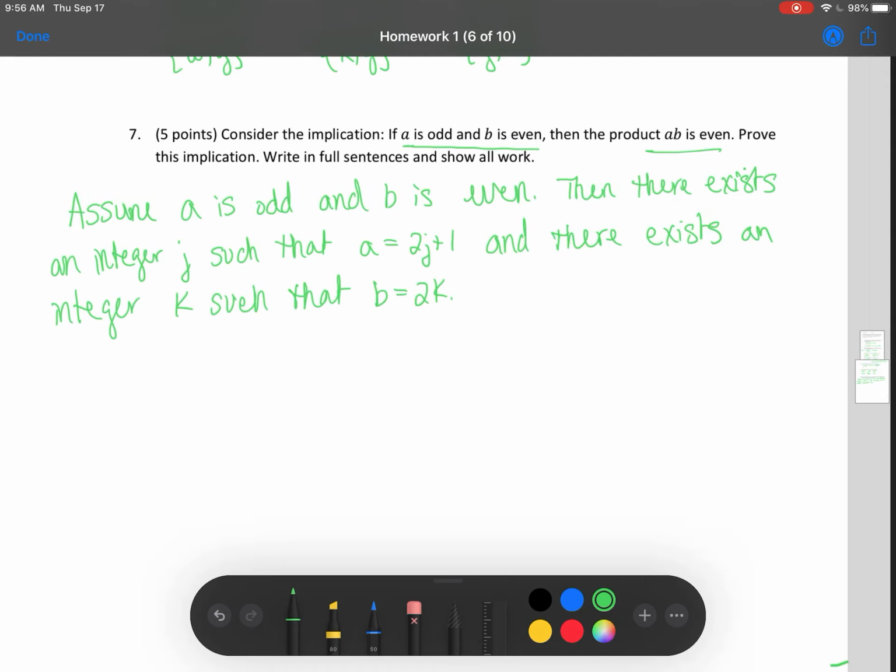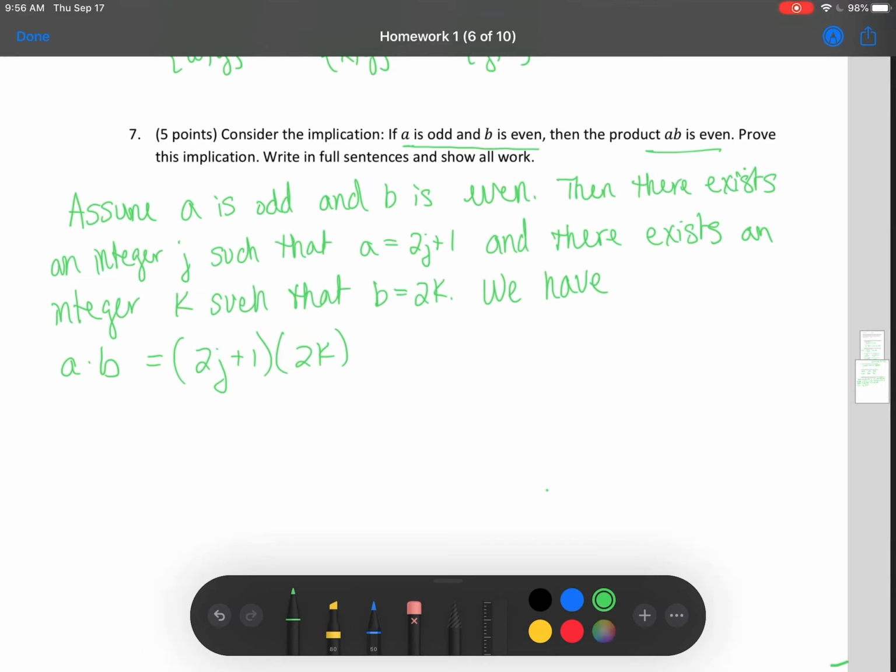So what do we do from here? Well, we're trying to say something about the product, A times B. So we could simply multiply those together. Remember that when you're doing this, you still want to write in full sentences. So you could say we have... Writing it in full sentences is as simple as starting your sentence with some words rather than just jumping into the calculations. I'm just going to write it down here so I have more space. A times B. So A is equal to 2J plus 1. B is equal to 2K.